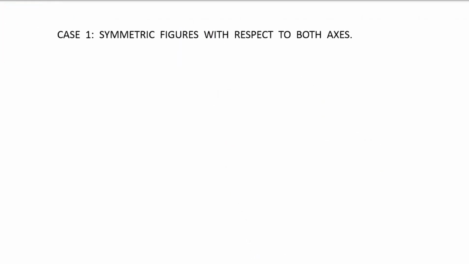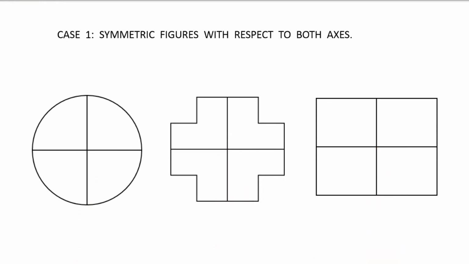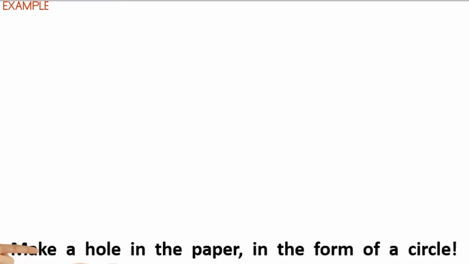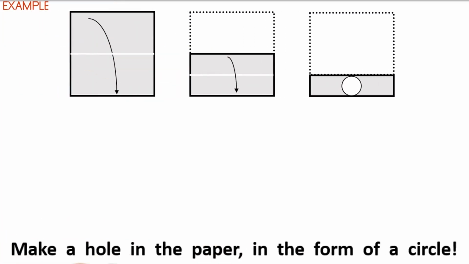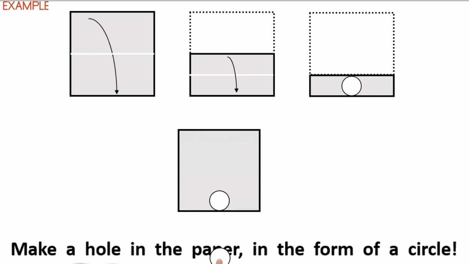Case 1. Symmetric figures with respect to both axes. Example. Make a hole in the paper, in the form of a circle. Do you remember? The circle is a symmetrical figure with respect to both axes. So, the first time the sheet is unfolded, you will see two identical holes on the bottom side of the sheet. The second time the sheet is unfolded, you will see four identical circles, two on the bottom side of the sheet and two on the top side of the sheet.